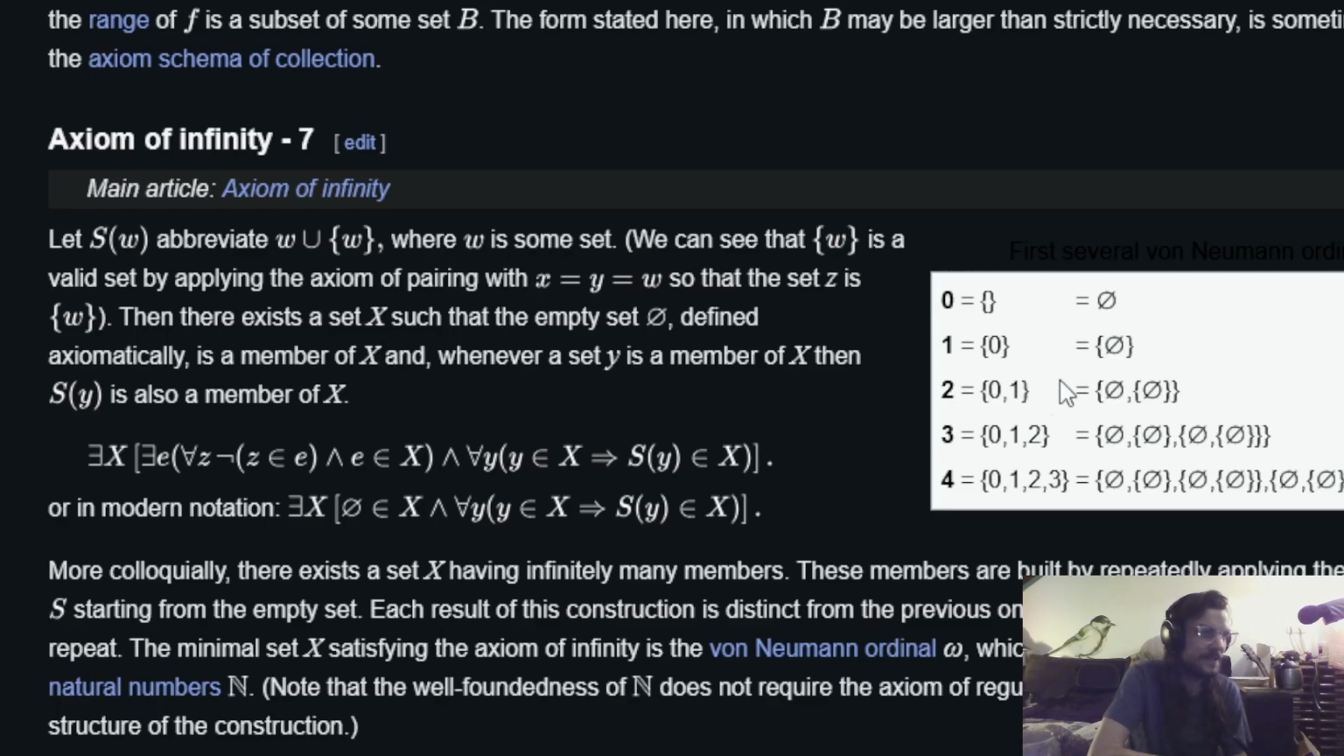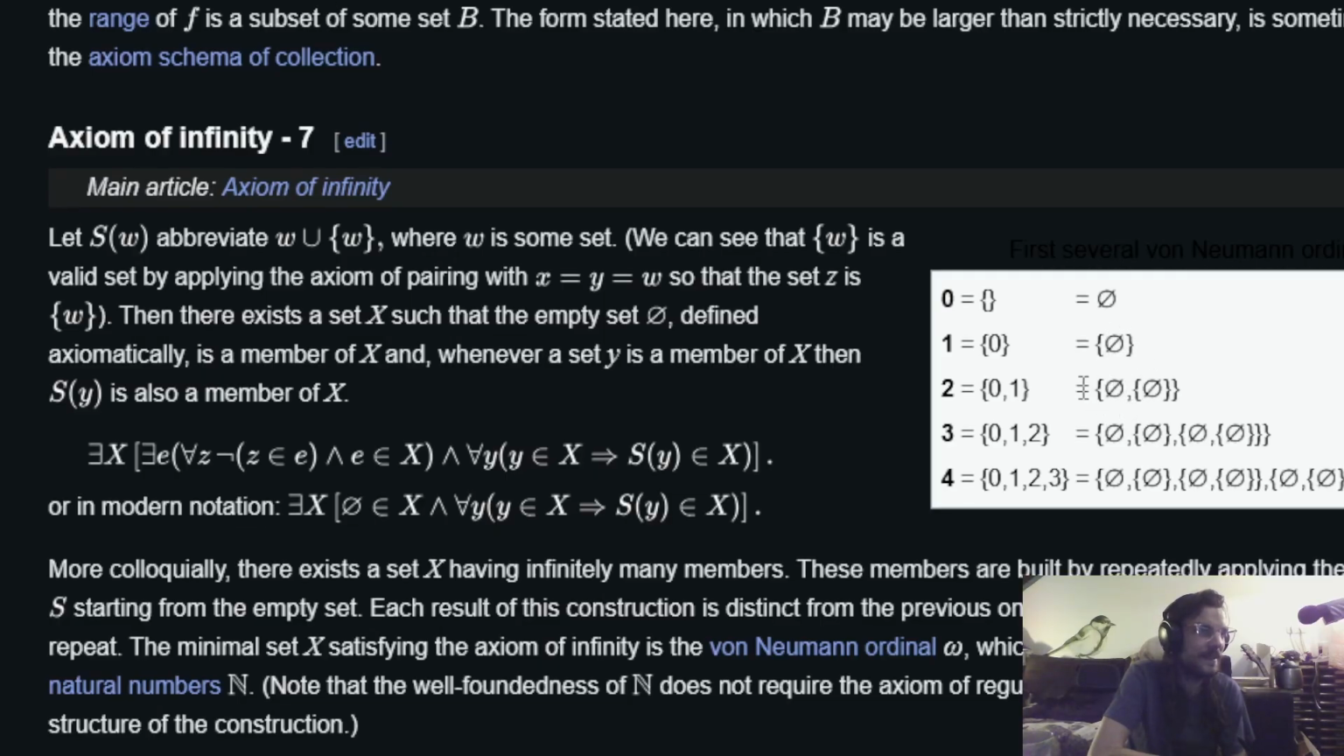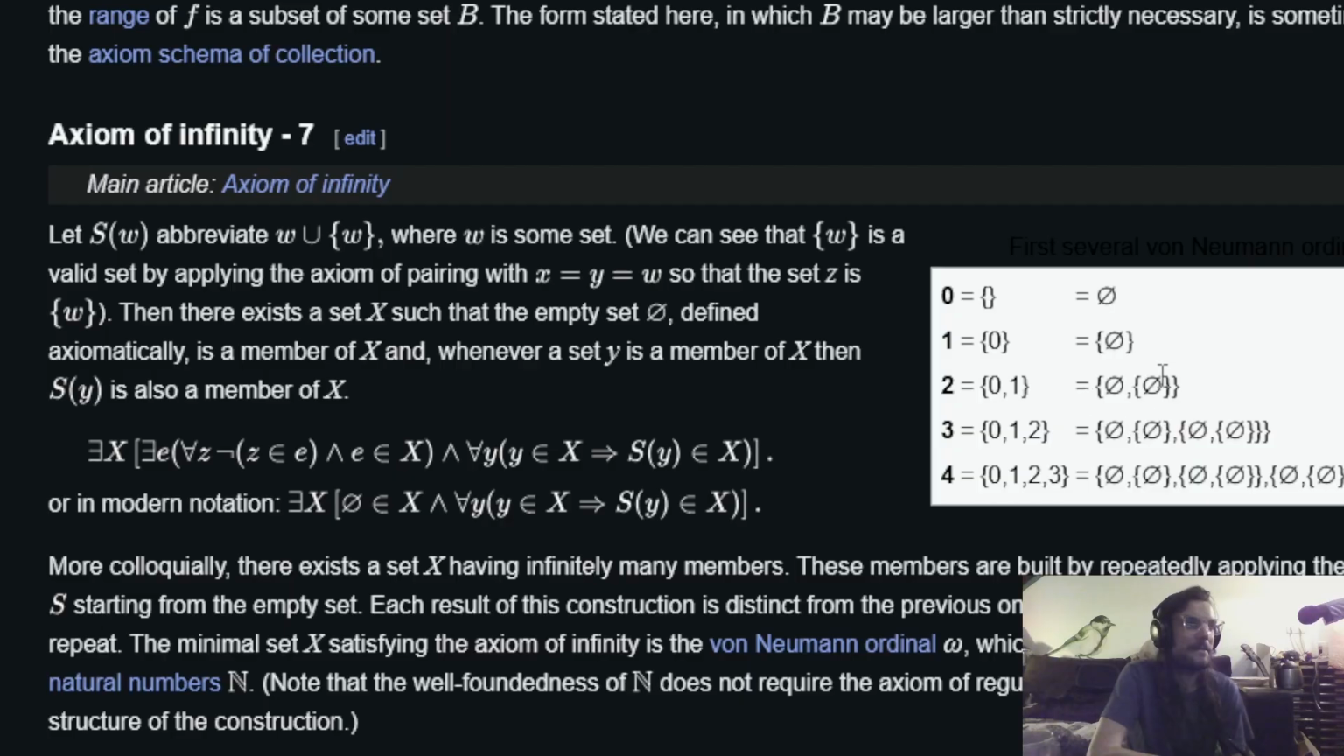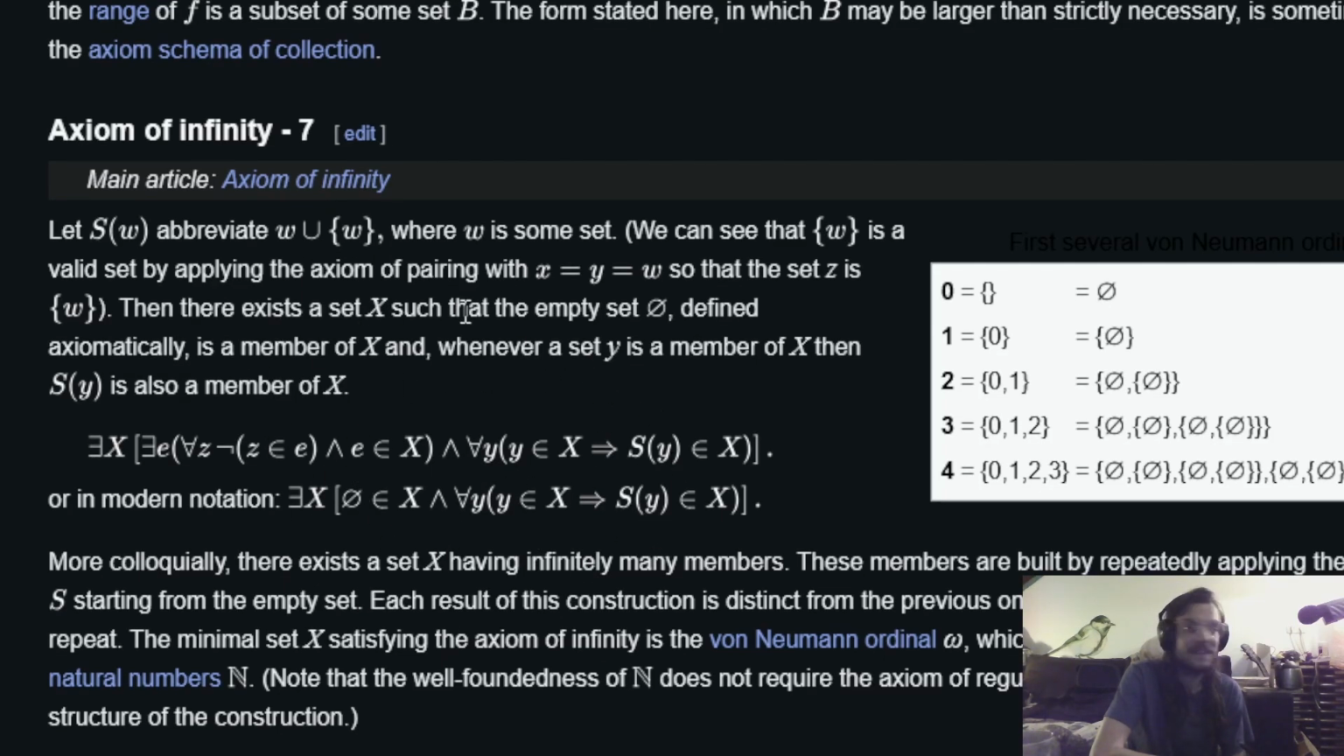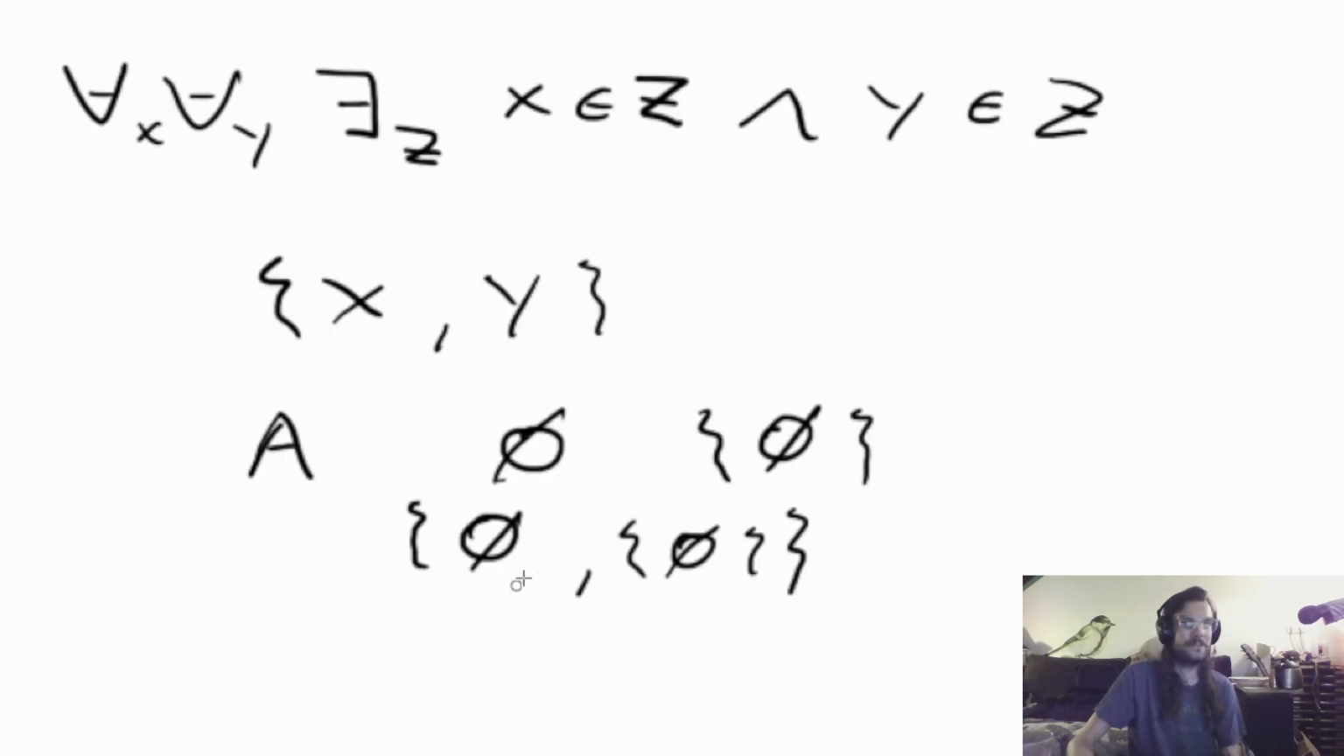It's kind of important. Here you can also see what I was just doing: the empty set in a shell, the empty set in a shell with the empty set together in another shell. And you can define the numbers 0, 1, 2, 3, and 4 in the natural numbers using this. And then the seventh axiom says that there exists some set that doesn't have a largest element. It's just axiomatically defined that that exists, and generally we call that set the natural numbers.